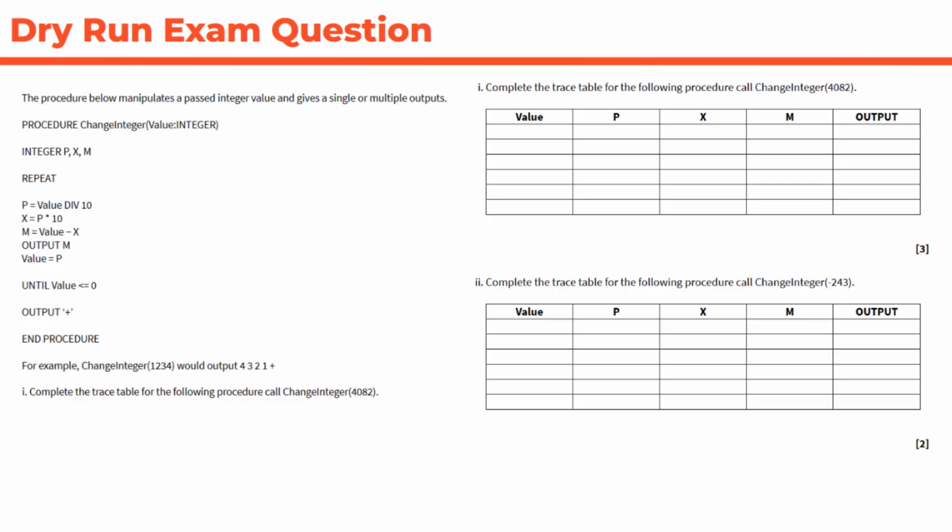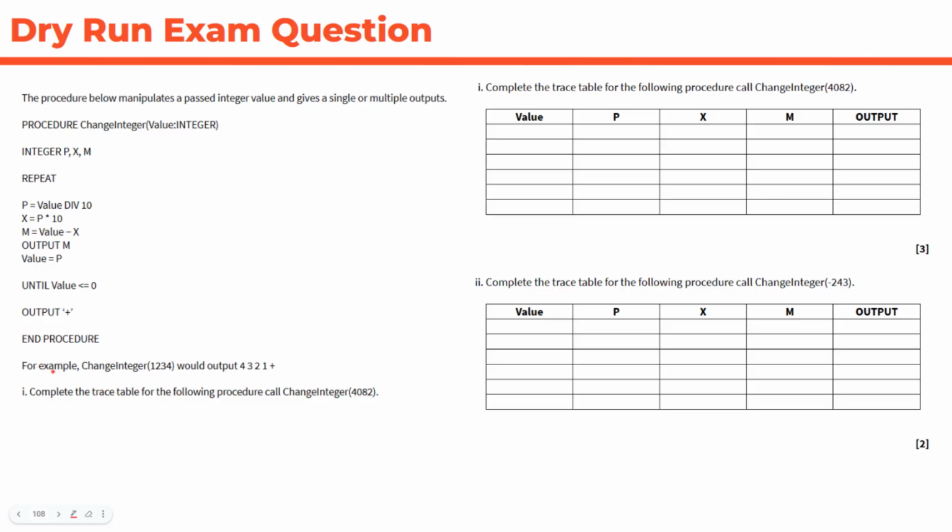All right, let's have a look at this dry run exam question. Here's our trace table. This is a proper exam question. We've got a 3 marker and a 2 marker, and the procedure below manipulates a passed integer value and gives a single or multiple output. Procedure change integer has a parameter called value, integer. We've got some variables on that line. We've got a repeat until, so a post condition loop there. We've got some code in between with lots of assignments, an output, and an end procedure.